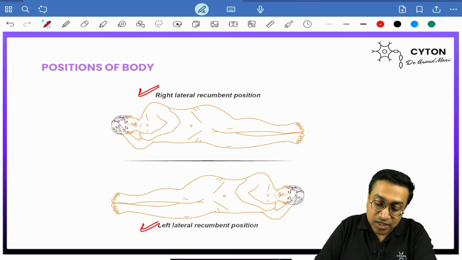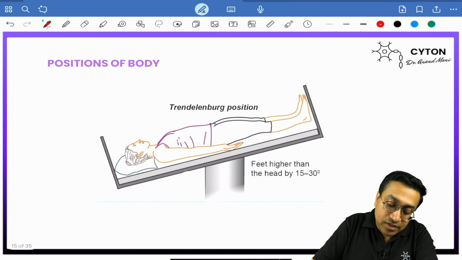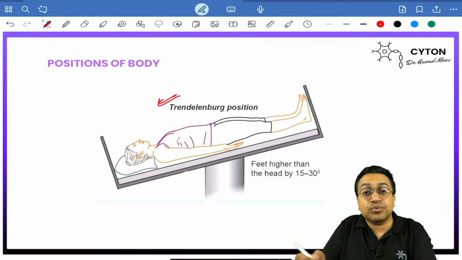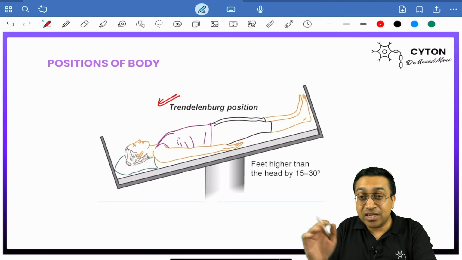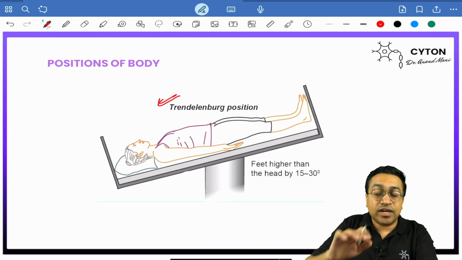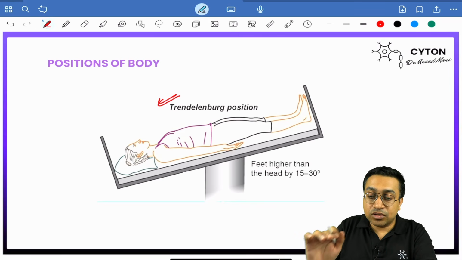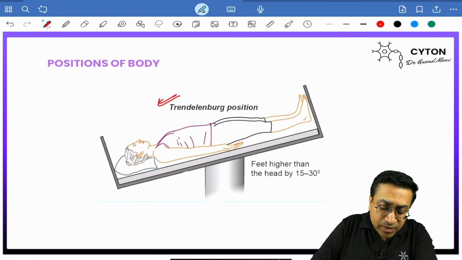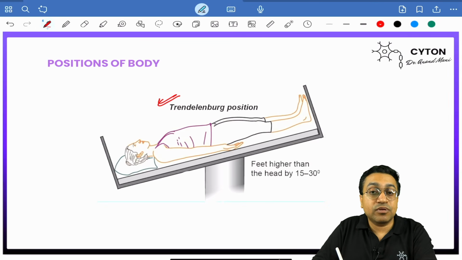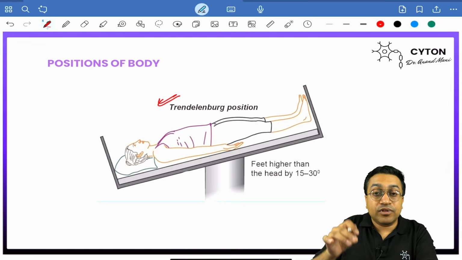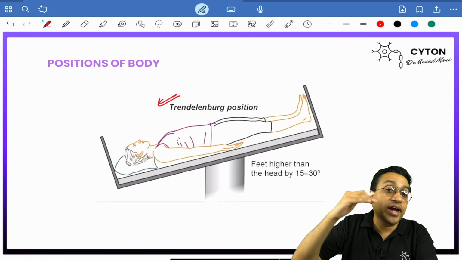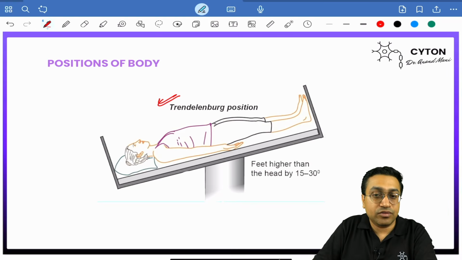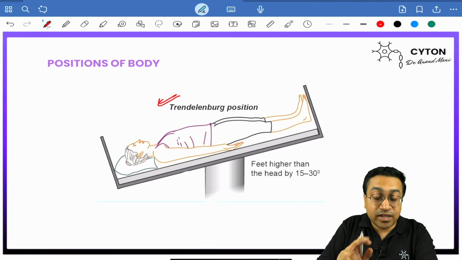So as you can see, another position in this image is the Trendelenburg position. Now Trendelenburg sign will also be taught to you, okay. That is different, this is position, so don't confuse between these two terms, it will be taught to you eventually. But in this Trendelenburg position, what happens? The person is lying supine with the feet higher than the head by 15 to 30 degrees, okay. This position helps the blood flow to the brain in cases of hypotension and shock, okay.